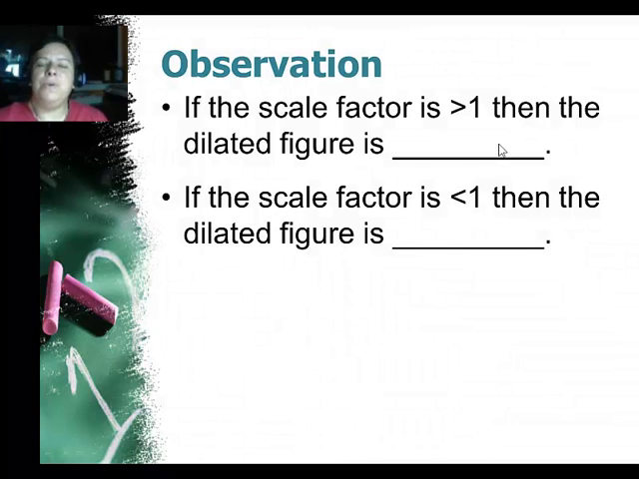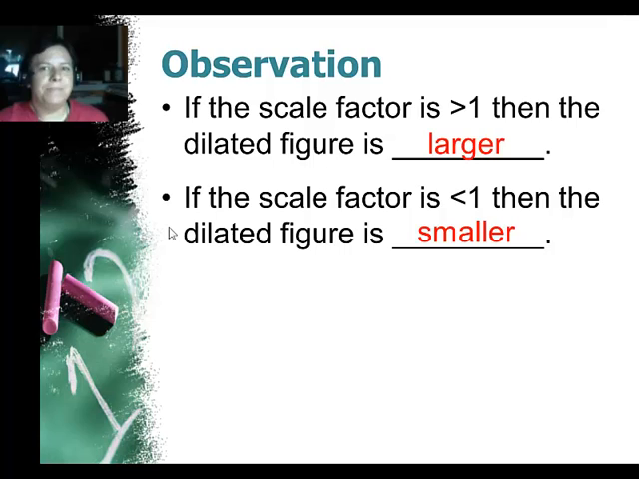Hopefully you made the observation about the scale factors. When the scale factors are greater than 1, you see a certain behavior in the dilation. If it's less than 1, you see another behavior. So the answers that should fill in the blank are either smaller, larger, or the same. Take a moment and see if you can figure it out. Hopefully you got larger and smaller.